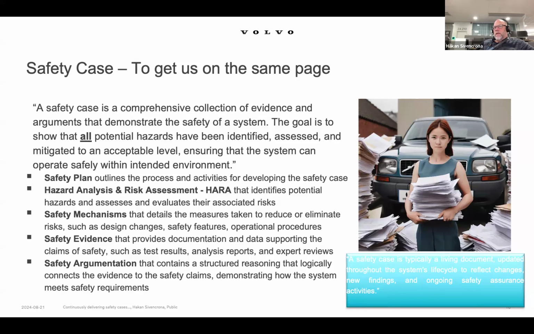But basically, a safety plan that says this is what we are going to do to be able to claim that it's reasonably safe. And then there is hazard analysis to see what that means, safety mechanisms, and then the evidence that this is good, etc. So we are fairly acquainted with that, I believe, if you're attending this presentation. I hope so, but otherwise you will see it in the recording.